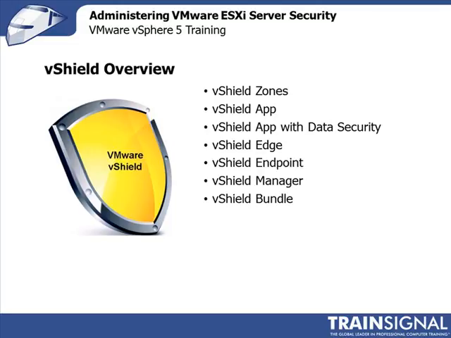Next on the list is vShield Edge. vShield Edge is a perimeter protection virtual firewall that can protect entire virtual infrastructures from the outside world. It could be used not only internally, but it also works great in hosted environments where you have multiple tenants and they need protection from one another. Then there's vShield Endpoint, which really enables something called endpoint security.